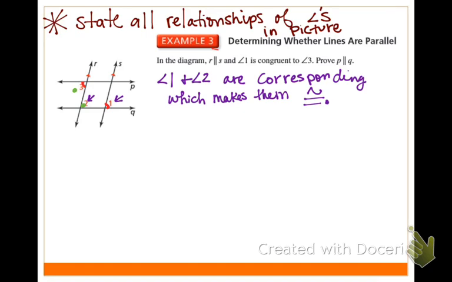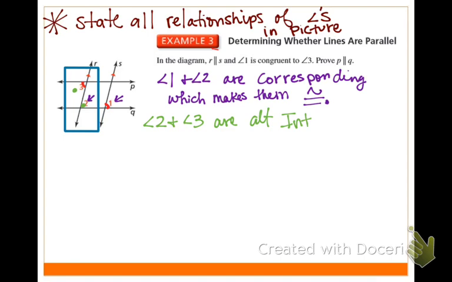So here's what I tell people because some of them get confused. How do I know what relationship they have? Only look at those two angles. So ignore the other part of the transversal. If you just had what's in this box, what relationship would you think that they have? Alternate interior, I agree. So then you would say angle 2 and angle 3 are alternate interior. And what do we know about those? They're also congruent.